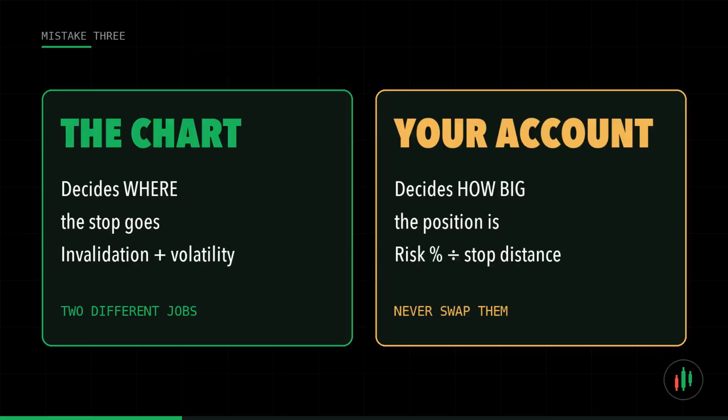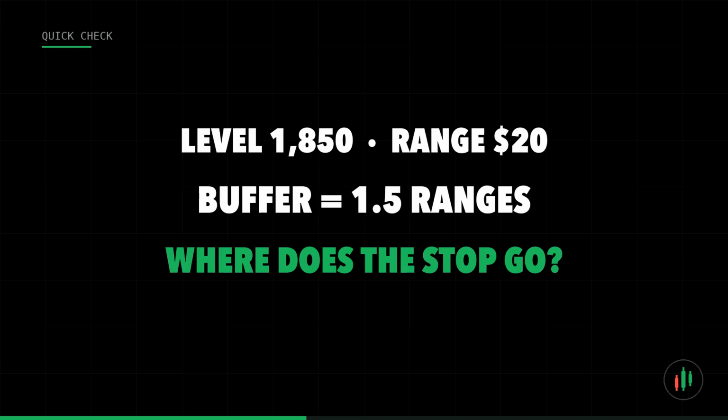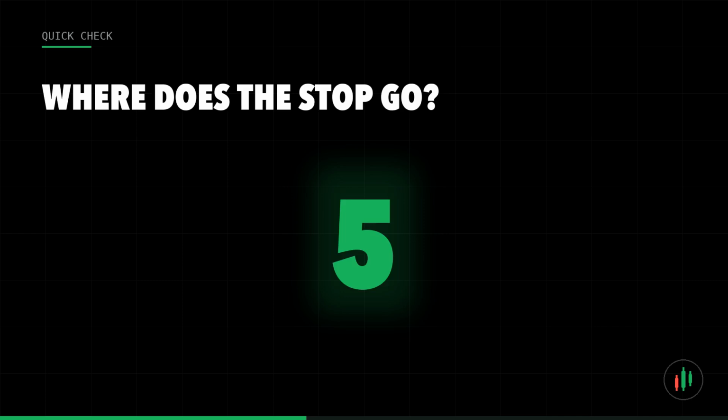2 different jobs. Quick check, and this is the whole method in one calculation. The low you care about is at 1850. The average range of the last 14 candles is $20. You want 1.5 ranges of buffer. Where does your stop go? 5 seconds.